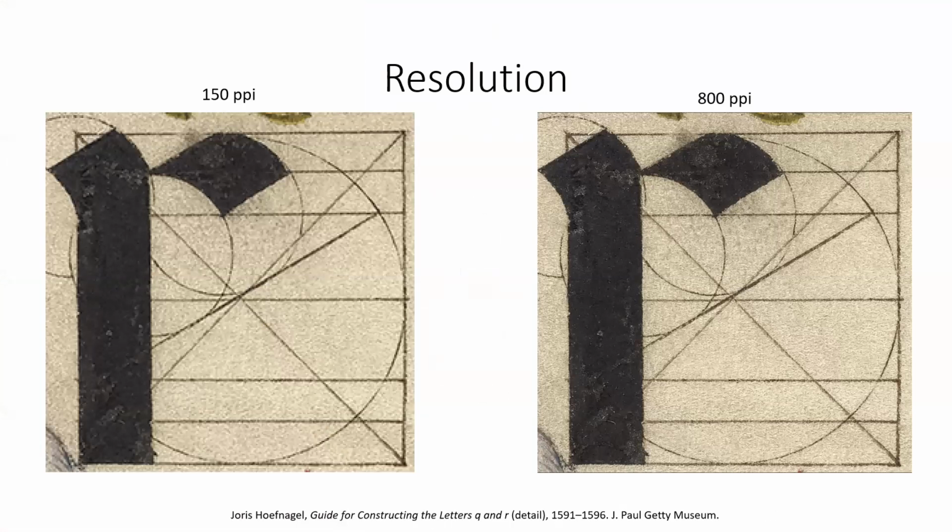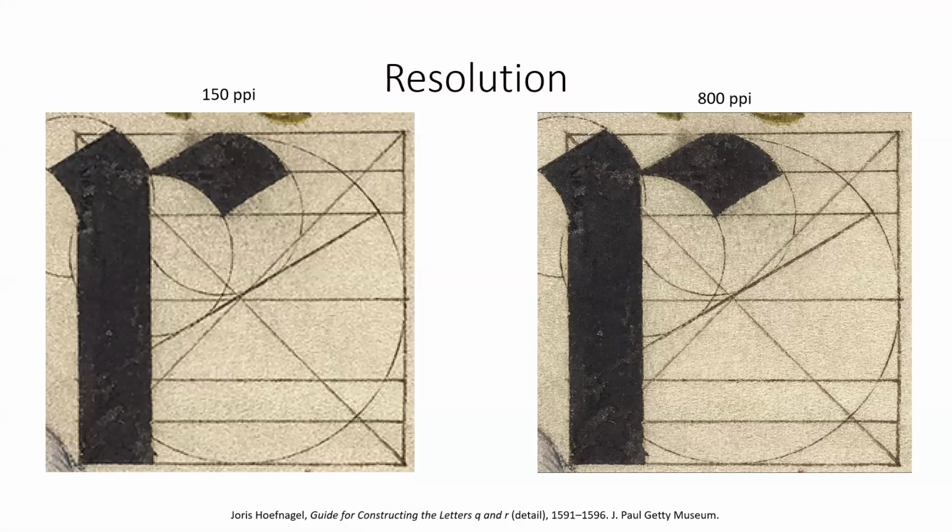The resolution of an image is the amount of detail that it captures. Resolution is measured in pixels per inch, abbreviated as PPI, and is often seen written as DPI or dots per inch, but these terms are interchangeable.